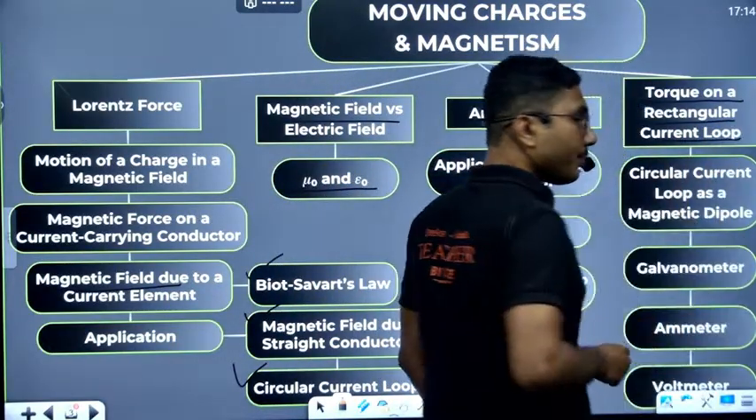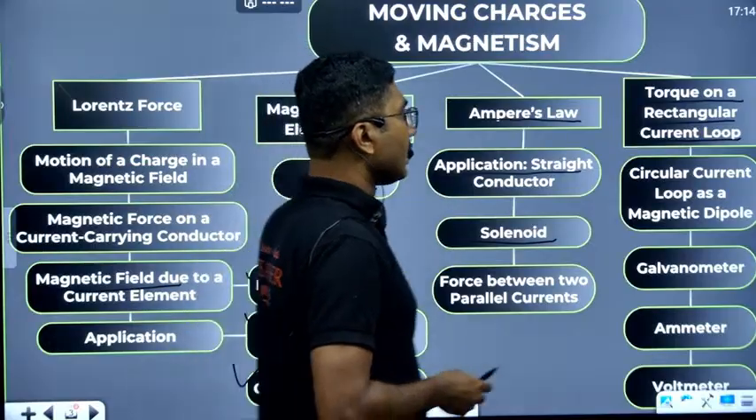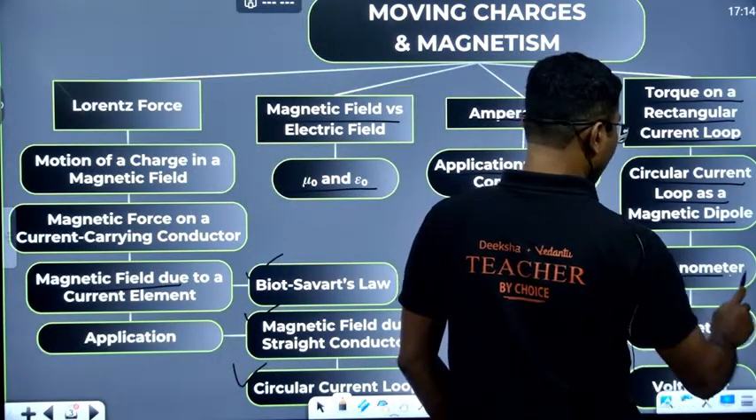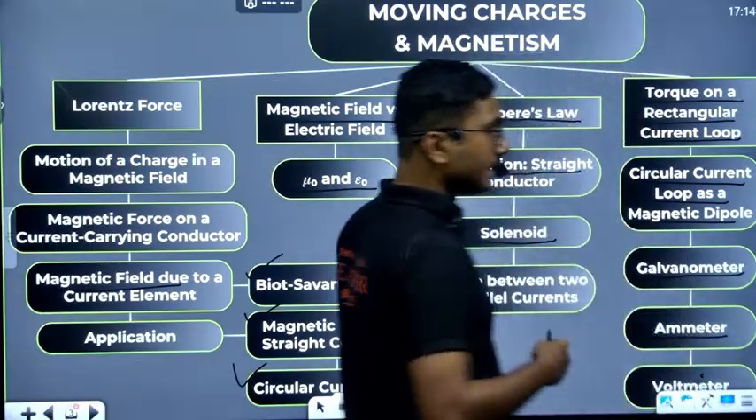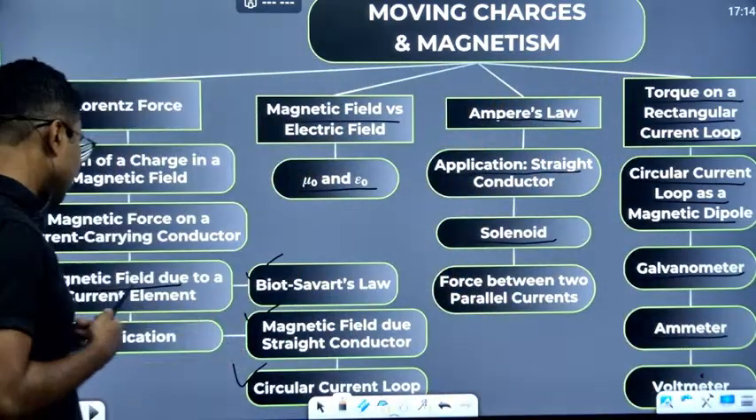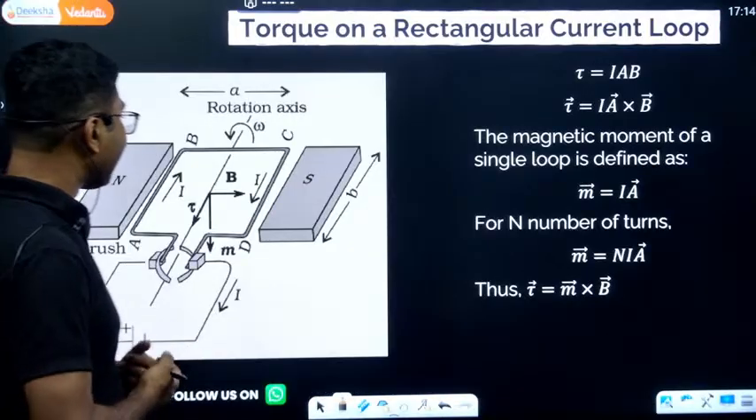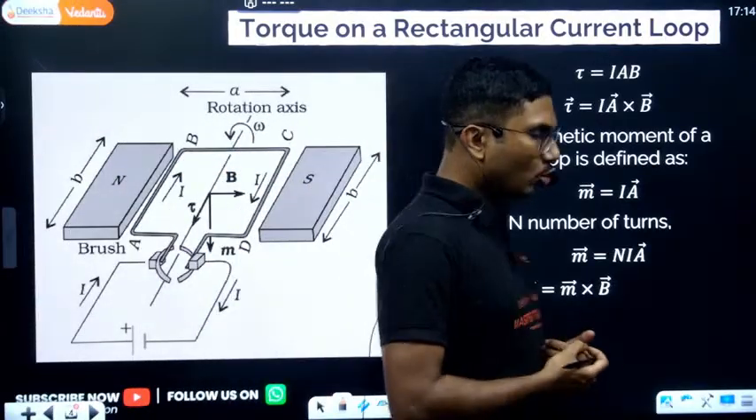This is the topic that we will start off today. Current carrying loop as a magnetic dipole, and galvanometer, ammeter, voltmeter. These are the four things that we will discuss in today's session. So let's start with the torque acting on a current carrying loop.